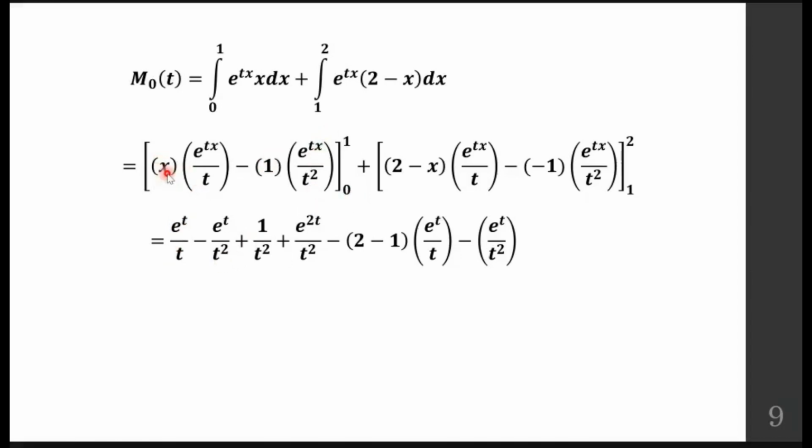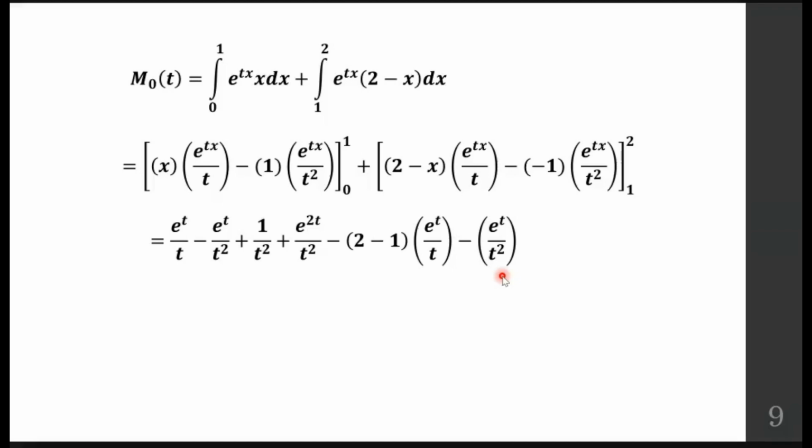In the lower limit the value of x is 0, so this whole term becomes 0. Here we have to put 0 in place of x, but that's a lower limit, so minus into minus will become plus. e raised to 0 is 1, so 1 upon t square. Here 2 minus 2 becomes 0, minus minus plus e raised to 2t upon t square. And then for the lower limit, 2 minus 1 is 1. Then x is 1, e raised to t by t, and here e raised to t by t square.